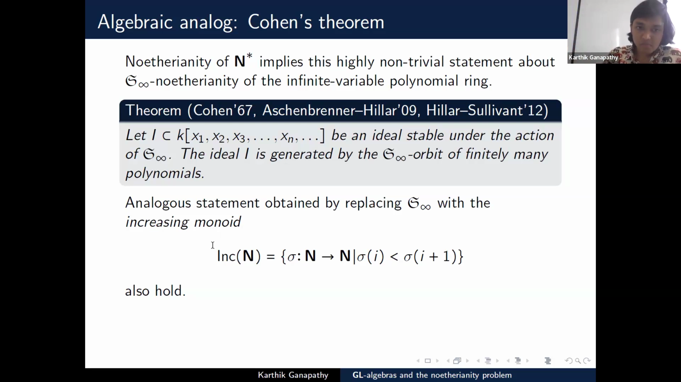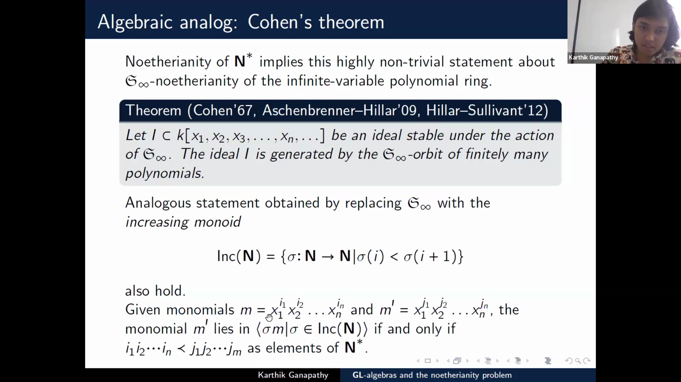And the key observation is that if you give me two monomials with exponent vectors i1 through in and j1 through jm, maybe I should have said jm here, so this n should be m, the monomial m prime lies in the Inc orbit of the monomial m if and only if i1 through in is less than j1 through jm as words in n star. Okay, and so therefore Higman's lemma, from the previous slide, will give you Noetherianity of this infinite variable polynomial ring with the S infinity action, and in fact the Inc action, similar to how we got Hilbert's basis theorem from Dickson's lemma.